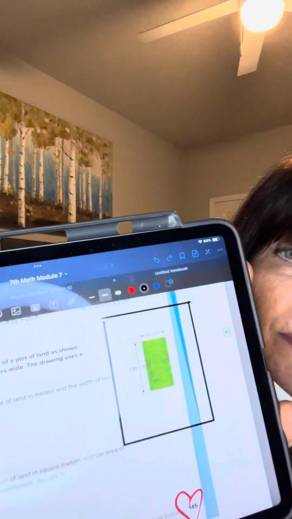A builder is creating a scale drawing of a plot of land as shown. The original plot of land is 335 meters wide. At this point, I encourage you to go ahead and draw yourself a rectangle around the little rectangle that they have given you, and let that new larger rectangle represent the original plot of land, like so. And they gave me a measurement for the original width. It was 335 meters, so I'm going to write that now, 335 meters.